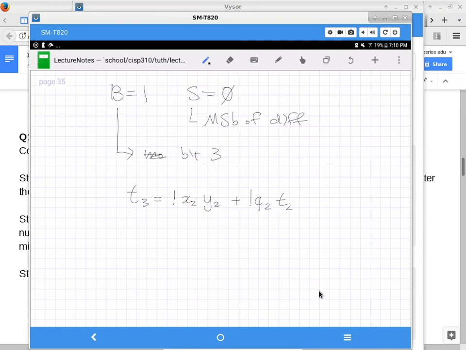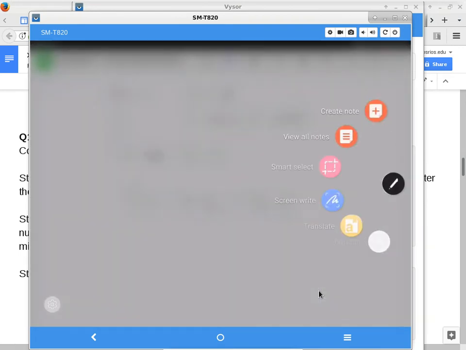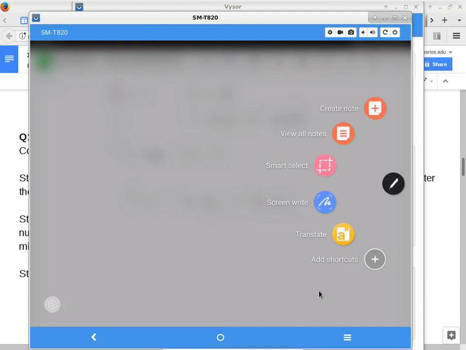In other words, we basically say, okay, let's say x2 is a 0. Oops, I keep clicking the stupid button on this stylus.